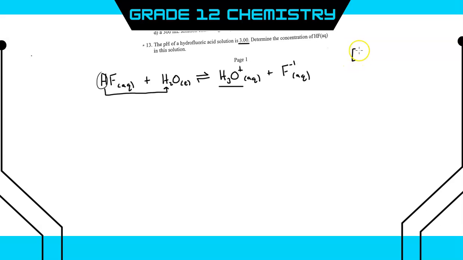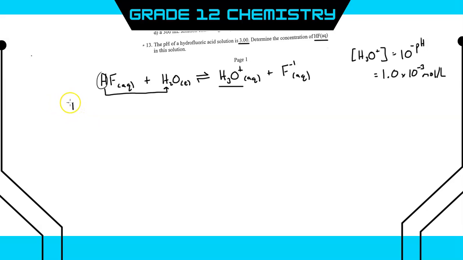The concentration of hydronium is going to be equal to 10 to the power of negative pH, where pH is 3. So we plug that into our calculators and we get a concentration of 1.0 times 10 to the minus 3 moles per liter. So now we know the concentration of hydronium, but we want to know the concentration of the hydrofluoric acid. But since we know one concentration, we can do an ICE chart.